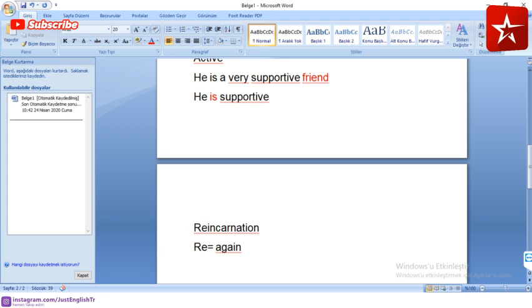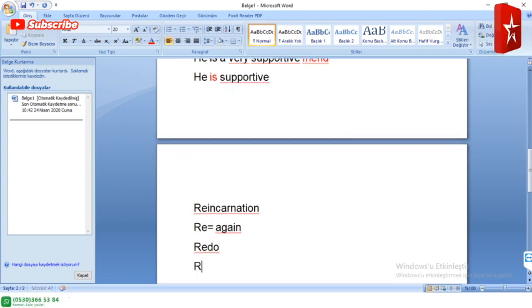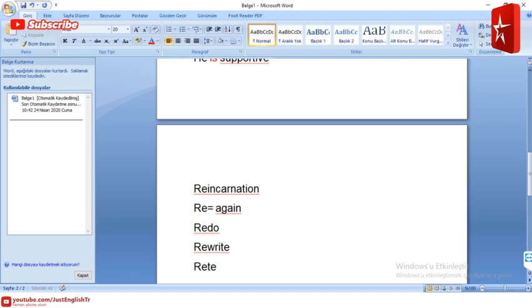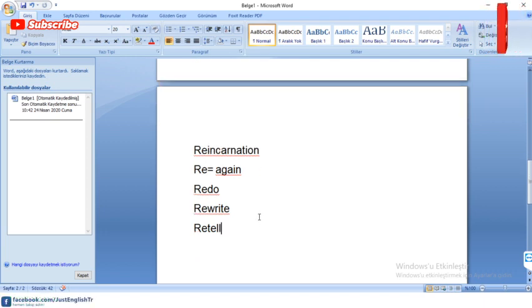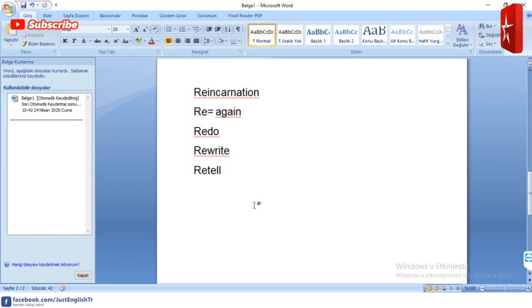And we have some other examples such as redo, rewrite, or maybe even retell. Redo, of course, means to do again. Rewrite means to write again. And retell means to tell again. That's not the only meaning that re has. It has a second meaning too, but we'll be looking at that second meaning a little bit later on today.